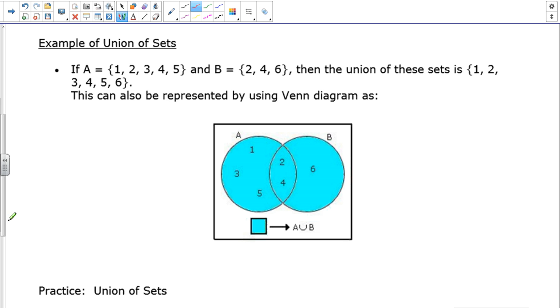2 and 4 are in both of the sets, so they are in the overlapping area between A and B. 6 is only in B, so it's off to the side, and 1, 3, and 5 are only in A, so that's off to the side. The union of these two sets is all of the numbers that we have in both of the sets combined. So the union is going to be 1, 2, 3, 4, 5, 6, which is right here. So it's everybody. The union means everybody.